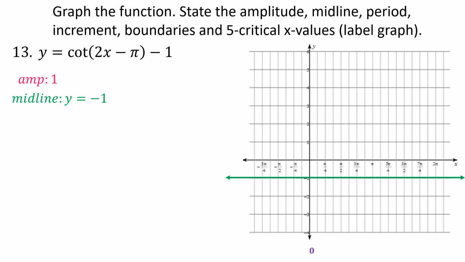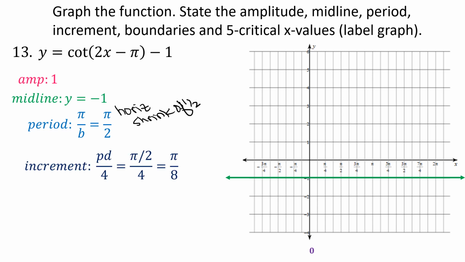The length of the period is pi over 2. It's half its regular length. So this is a horizontal shrink or compression of 1/2. Okay, that means when we take the period and divide it by 4 for the increment, we'll get pi over 8. So I want to count every space as a pi over 8, or every other space as a pi over 8, whichever spacing you like.